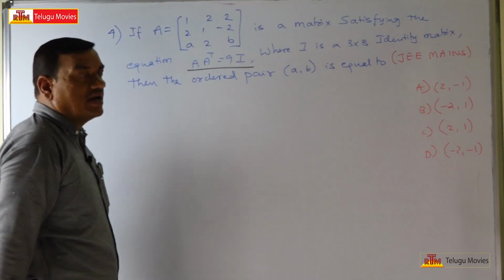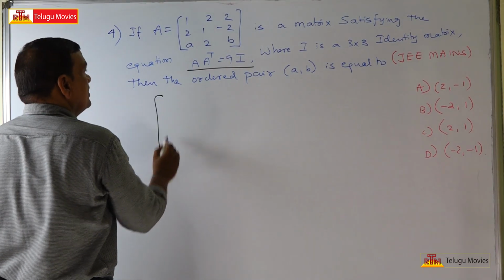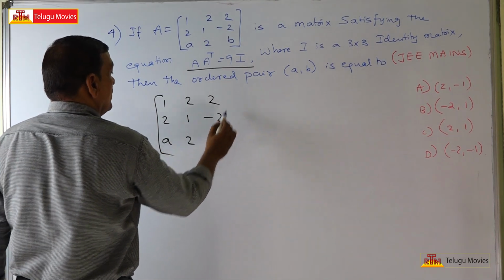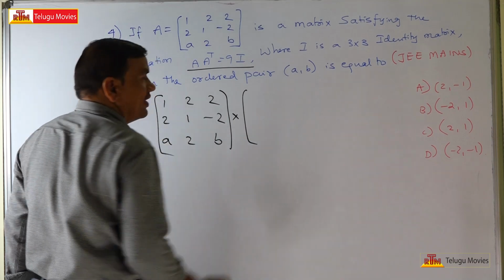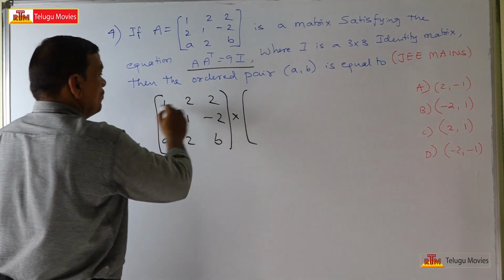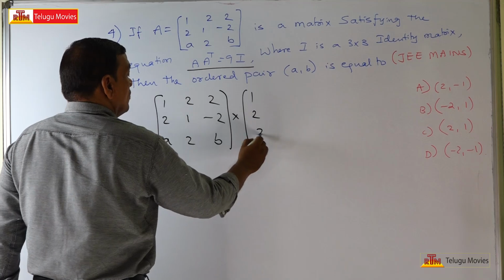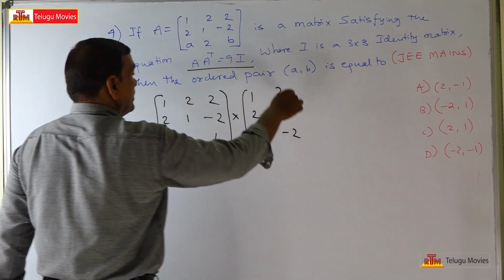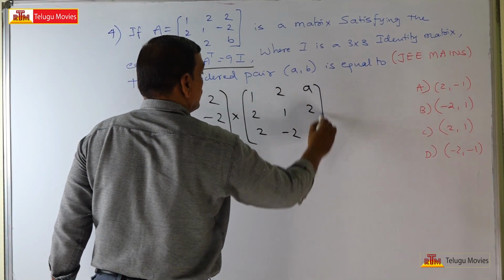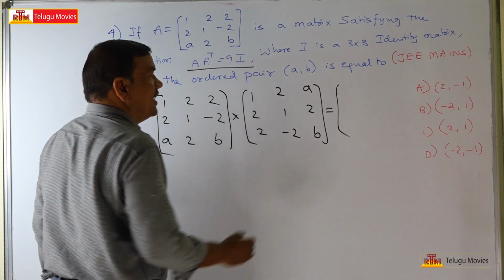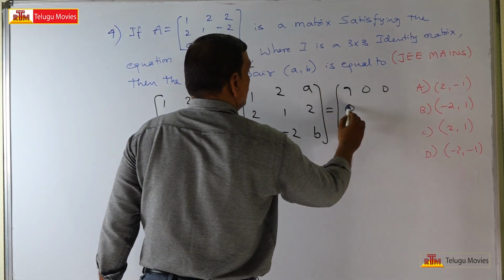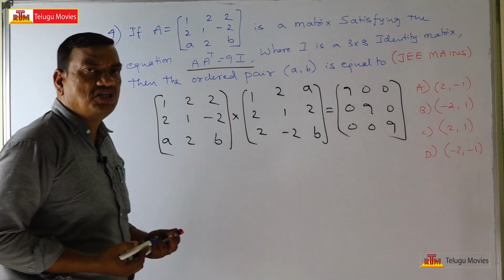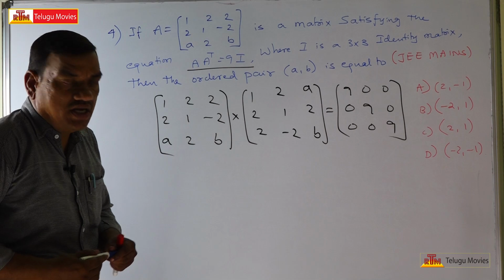Here A into A transpose is equal to 9I. That is, what is A? The matrix 1 2 2, 2 1 minus 2, a 2 b, into what is A transpose? What is the transpose? First row becomes first column, second row becomes second column, third row becomes third column, a 2 b. Times this is equal to 9I, that is 9 0 0, 0 9 0, 0 0 9. That's all. Such easy problems are also given in the JEE Mains examination.